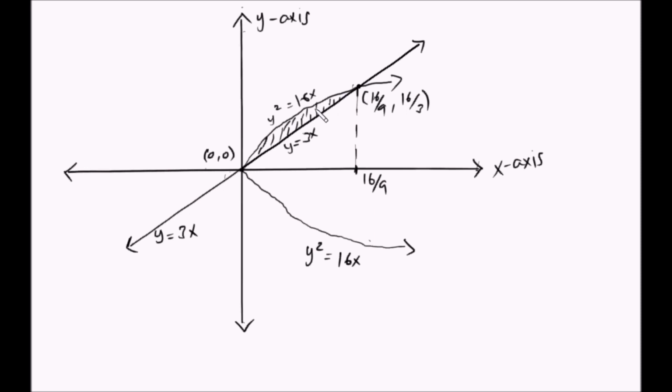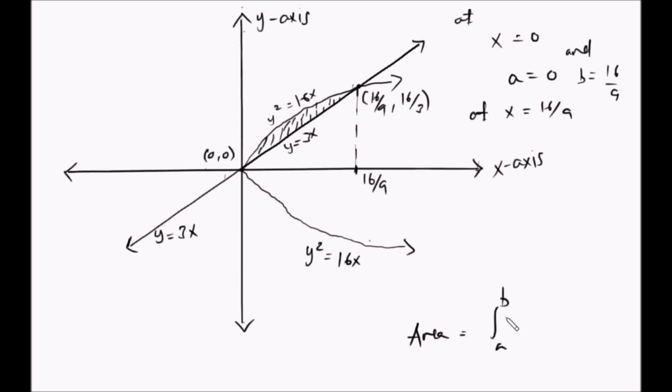So you can see hii area imeanza at x equals to 0. So it begins at x equals to 0. Manake a yetu ni nini? Ni 0. Alafu inakuja kuishia wapi? Hapa. At x is equal to 16/9. Manake b yetu sasa ni nani? Ni 16/9. So remember area ni a, b, y dx. So a is 0, b is nini? 16/9.